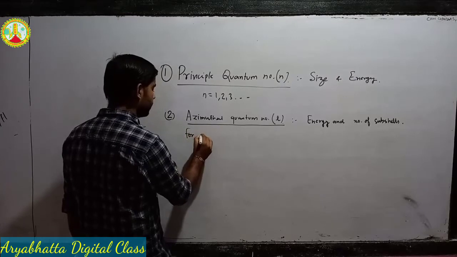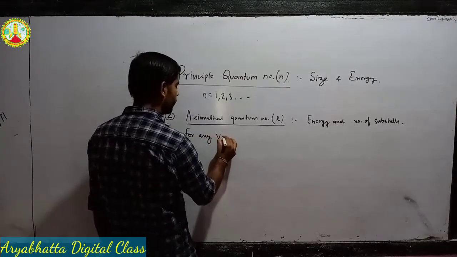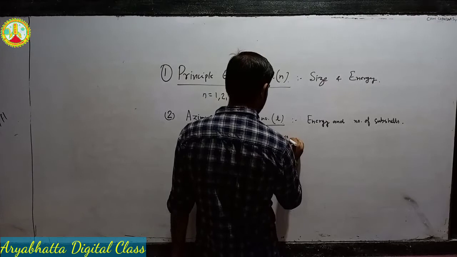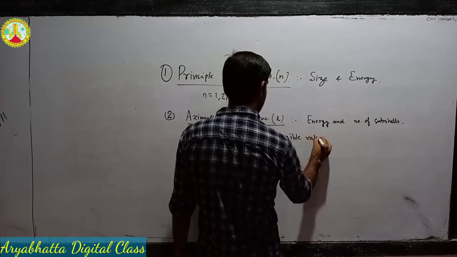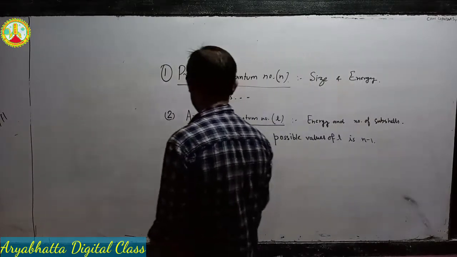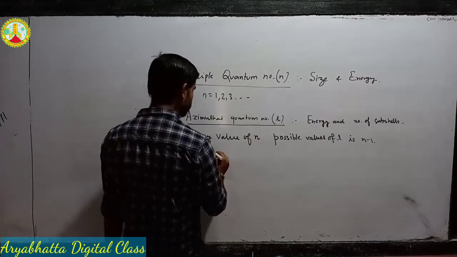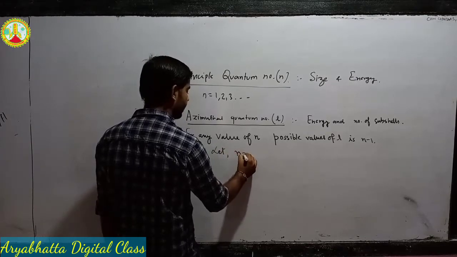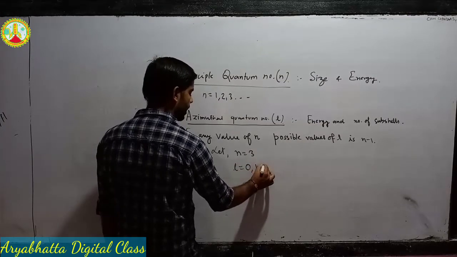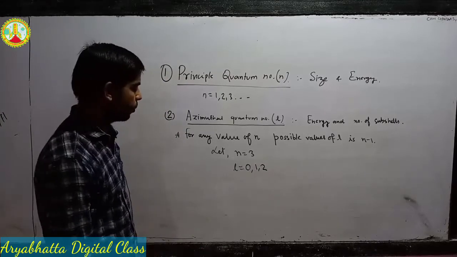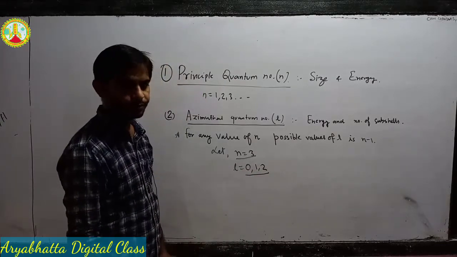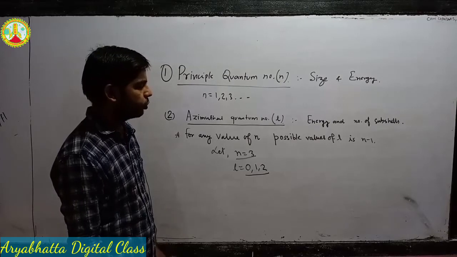For any particular value of n, the possible values of l are 0 to n minus 1. This is a rule. Suppose the value of n is 3, then l can be 0, 1 and 2, and it cannot be 3. If n is 3, the allowed values of l are 0, 1 and 2.